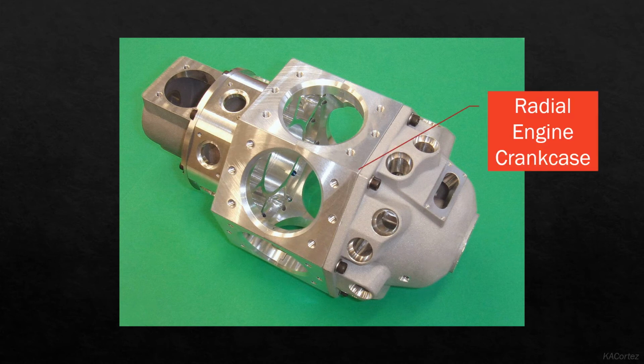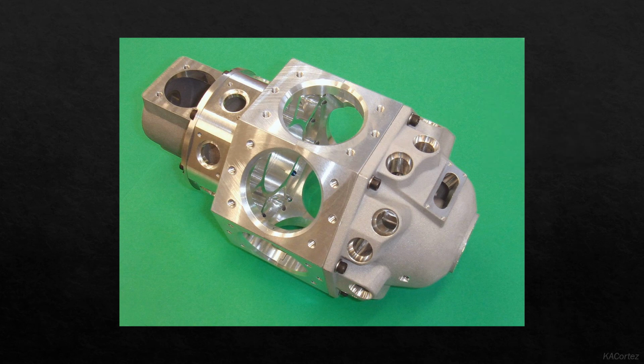This is an example of a radial engine crankcase. A radial engine crankcase is divided into distinct sections. The number of sections can be as few as 3 or as many as 7, depending on the size and the type of the engine. In general, a typical radial engine crankcase is separated into 4 main sections, mainly the nose section, the power section, the supercharger section, and the accessory section.